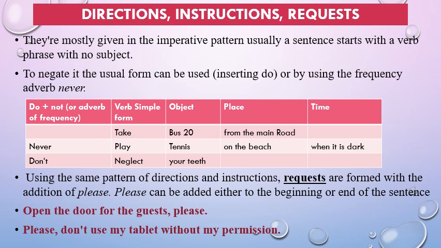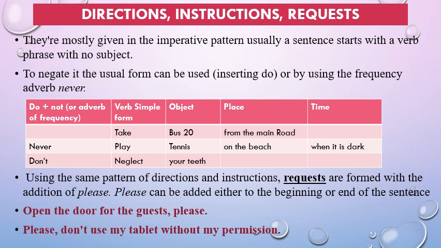For example, when somebody asks you to show them the way to the train station, you will say take the bus number 20 from the main road, or turn right, turn left. If you want to negate these sentences, you just need to insert don't at the beginning of the sentence, or maintain the sentence as it is and start with never, in a way that you see that there are two sentences here in this table.